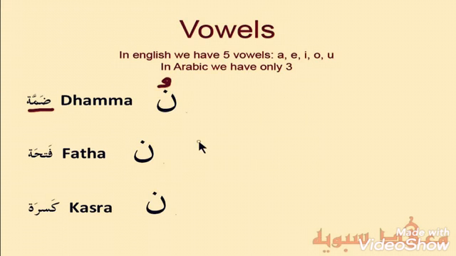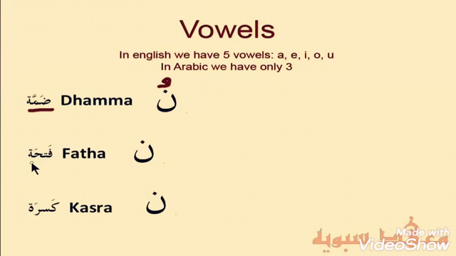It's like a small vowel, and it has the sound of U. So the way you pronounce this is Nu, Nu. Now you can watch this video, which will pronounce all the letters with a dhamma.